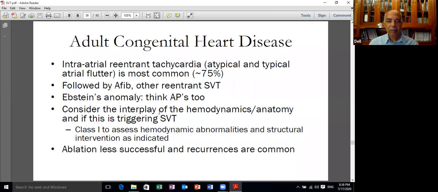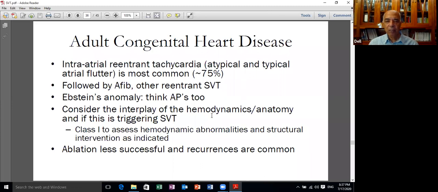Consider, this is really important, always in congenital heart disease, if you get an arrhythmia, consider the interplay with a hemodynamic abnormality or an anatomical defect. So if the patient has an atrial septal defect, correct the atrial septal defect before handling the arrhythmia. If the patient has pulmonary regurgitation, correct the pulmonary regurgitation before dealing with the ventricular arrhythmia. So the interaction between the hemodynamic disturbance and the arrhythmia is notoriously important in patients with congenital heart disease.